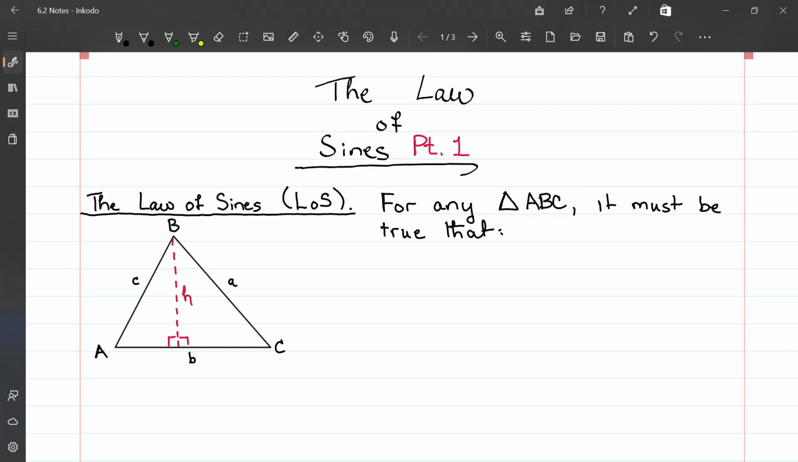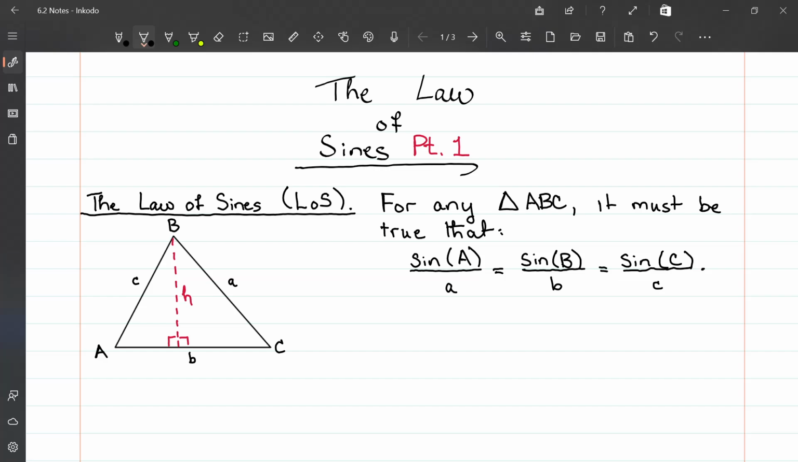The law of sines says that for any triangle ABC, which I denote with the symbol for triangle ABC, it must be true that this 3-part equality holds. Now, what does this three-part equality say? Well, it looks like what it says is sine of a over little a is equal to sine of b over little b is equal to sine of c over little c, like it has to be a chain in that order. But actually, that's not really what it says.